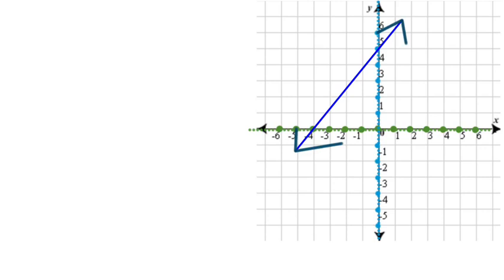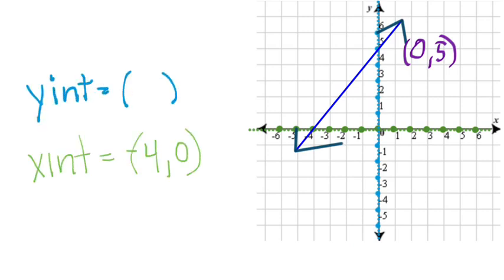So when I have a line on a graph, I just need 2 good points. And what better points to have than ones that are on each axis, right? So if I look at this line and I look for what the y and x intercepts are, well, on the y-axis, it has to be when x is 0, so this would be 0, 5. And the x-axis means that y has to be 0, so this is -4, 0. So our 2 good points happen to be an x-intercept and a y-intercept.